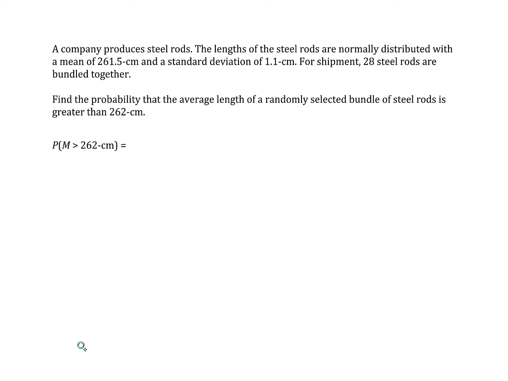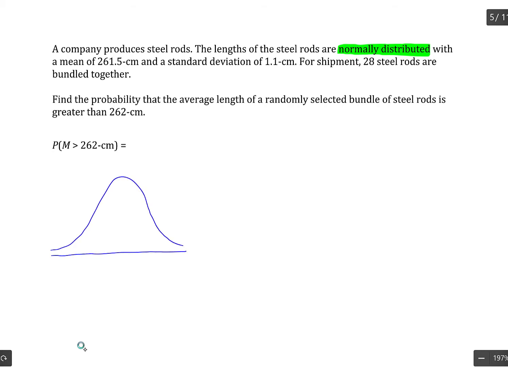All right, so we are told that we have these steel rods that are normally distributed. So I would definitely recommend beginning the problem by drawing a distribution. All right, and then we want to indicate the mean of this distribution and the standard deviation. Now, the mean of this distribution is 261.5. The standard deviation is 1.1.